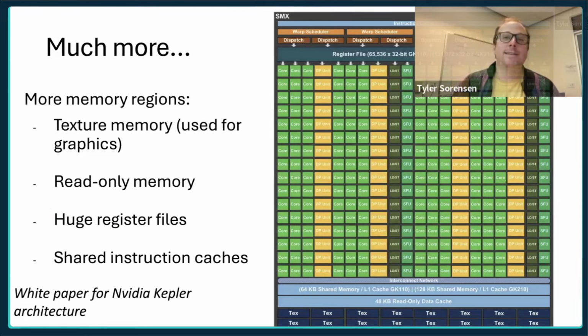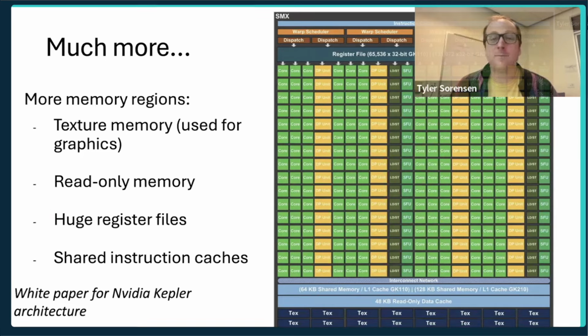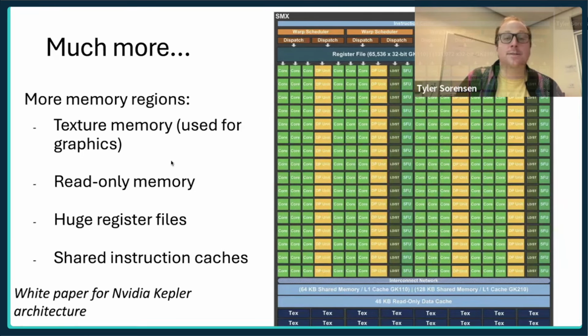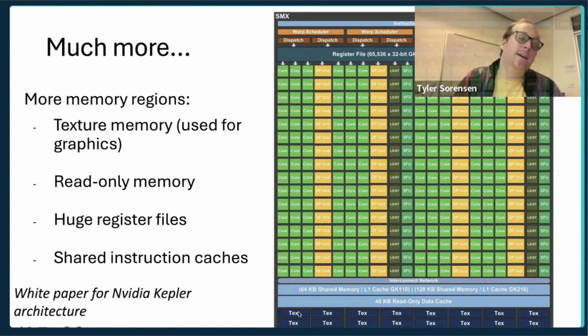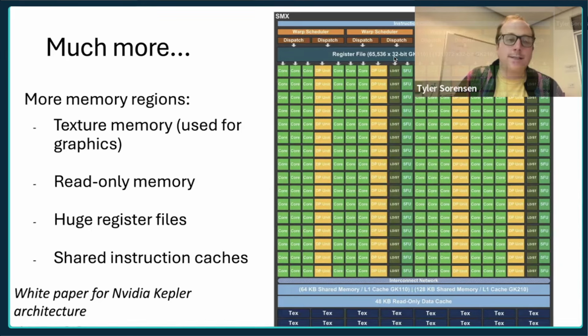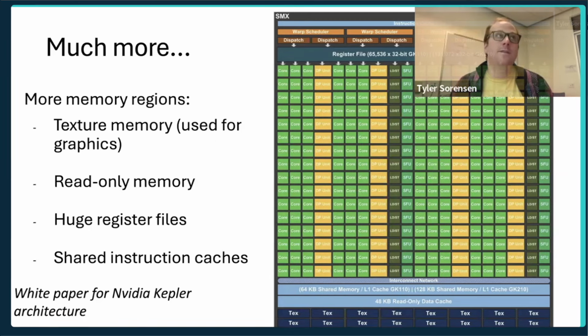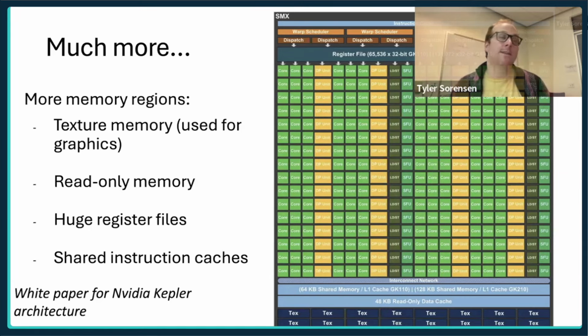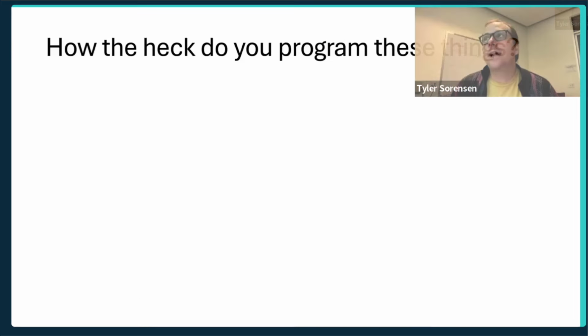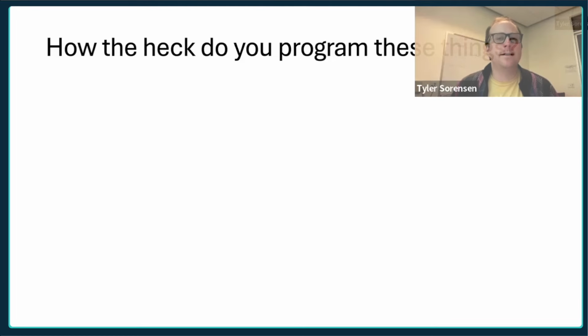This is an image from NVIDIA's white paper, from the Kepler architecture. It's a bit old now, but it's one of my favorite architectures. What you're going to see is that there are lots of different memory regions. There's texture memory down here, which is mostly used for graphics. There's read-only memory right here. There's huge register files and shared instruction caches. So we had a very simplified view, and throughout this talk, if we simplified our view so much with this vulnerability, I want you to think about what other vulnerabilities could be lurking in here as well.